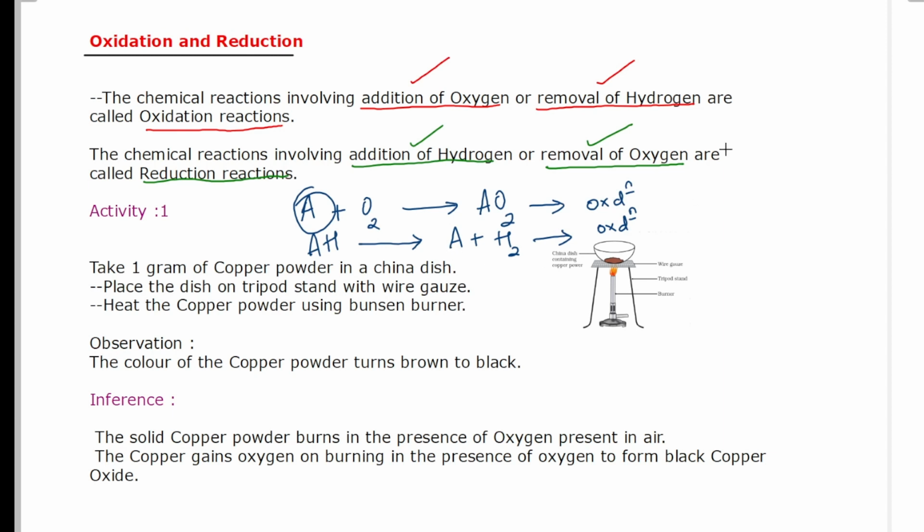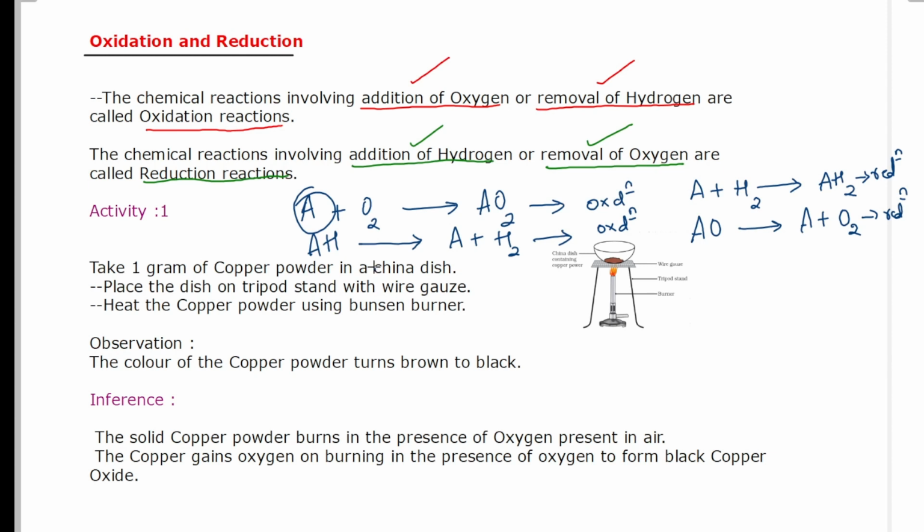In the same way, in case of reduction, if there is addition of hydrogen to a compound, we call it reduction. Or if there is removal of oxygen, then it is a reduction reaction. This is just the general form of oxidation and reduction. We have not balanced these equations because these are not any specific reactions. This is just the general form for your understanding purpose.